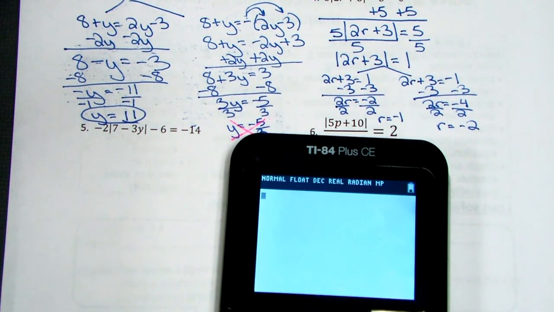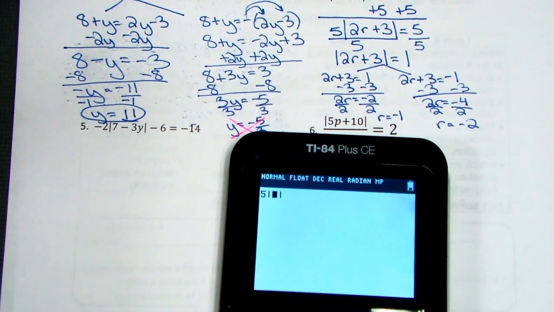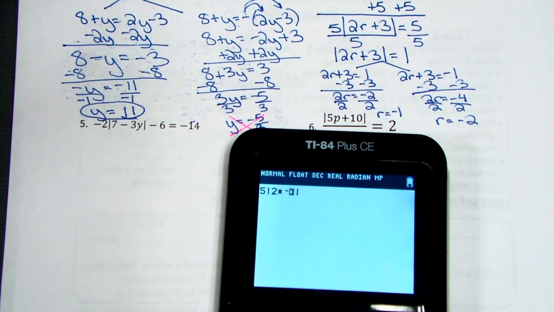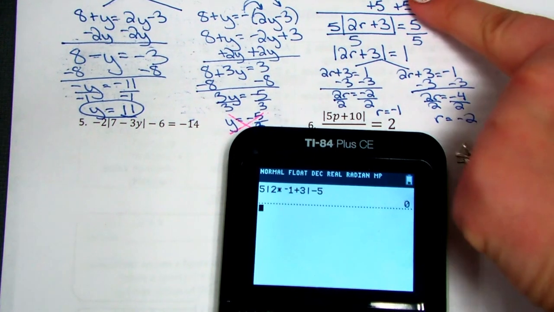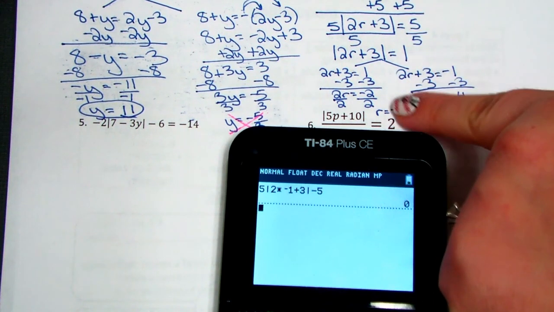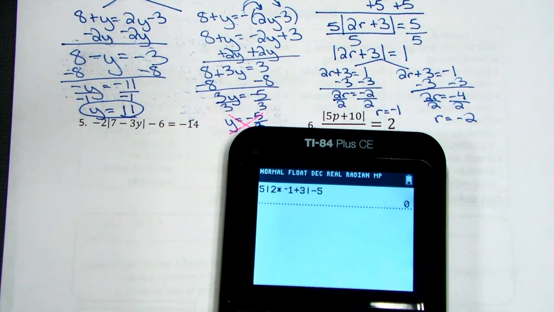So in my calculator, 5 math, NUM, option 1, and then 2 times negative 1 plus 3. Get out of the absolute value, subtract 5. And we get 0. That's what I needed on the other side. That means this is a solution. Let's check negative 2. Now there's actually a really neat thing you can do on your calculator.